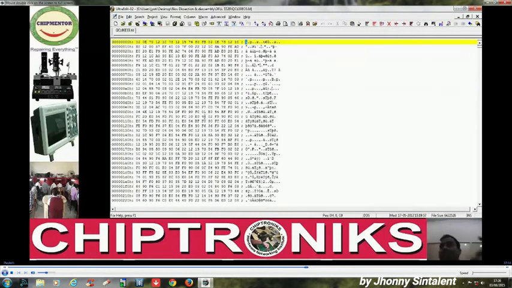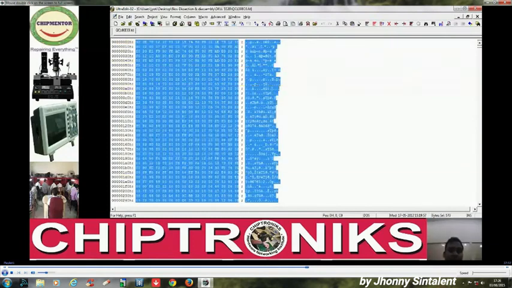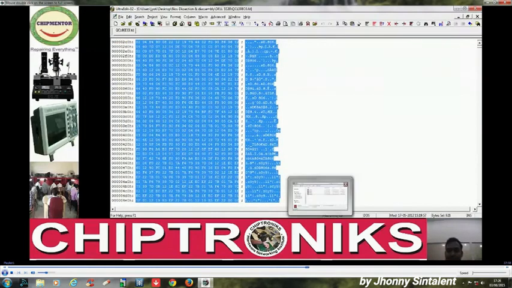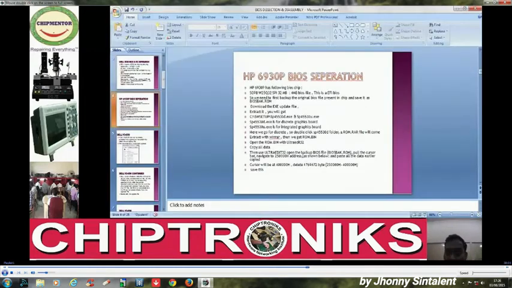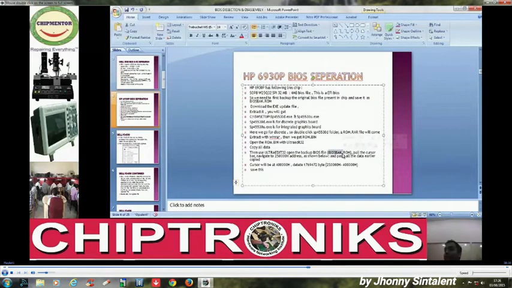Let us consider this to be rom.bin. So if this is rom.bin, we'll copy all the data. Okay, and now what we'll do is we'll open the BIOS back.rom. What is BIOS back.rom? We have copied the original BIOS file from the chip using a programmer. We'll open this BIOS back.rom.